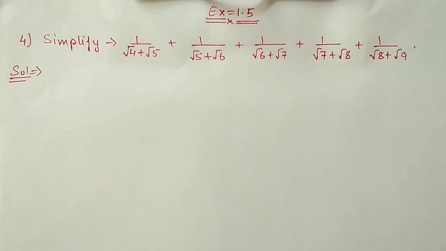Hello students, we are doing chapter number 1, rational and irrational numbers, exercise 1.5. In the previous video we have done till question number 3 and now we are starting from question number 4.